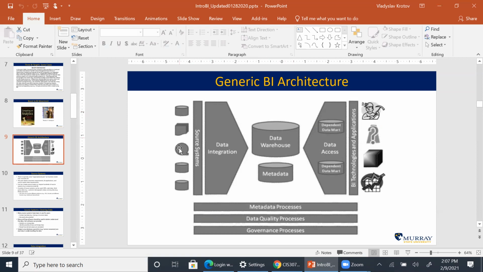Last time we mostly talked about this area right here. We talked about sourcing data and also organizing data, and we touched a little bit on the topic of metadata. We also talked about organizing data not only in the data warehouse for storage purposes, but also for access purposes in the form of dependent or independent data marts. So that's what we talked about last time.